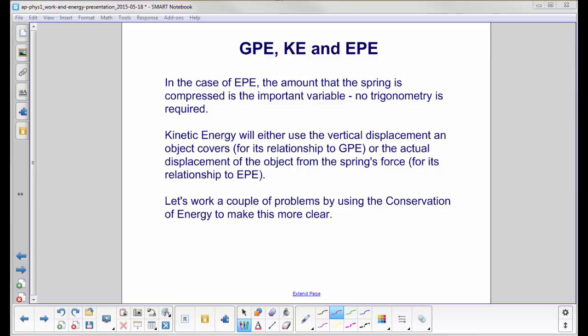You might not be getting what this means yet, so we have to solve some problems. So we'll be using the conservation of energy, working some problems, and that should make this more clear.